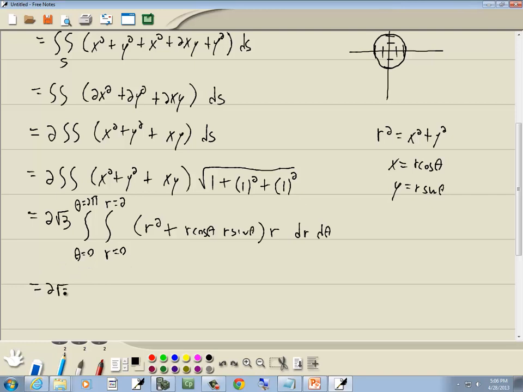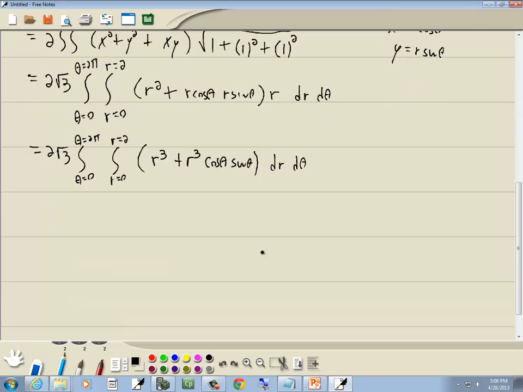So we've got 2 square root of 3 from theta is equal to 0 to theta is equal to 2 pi, r is equal to 0 to r is equal to 2. Multiply the r through, and we got r to the third. Now here we got r times r, which is r squared, times another r is r to the third. Cosine theta, sine theta, dr d theta. Now we could factor an r to the third out if we wanted to. And if it helps you keep track of everything, you can go ahead and do that. I'm not going to. I'll make sure I have enough room to finish this.